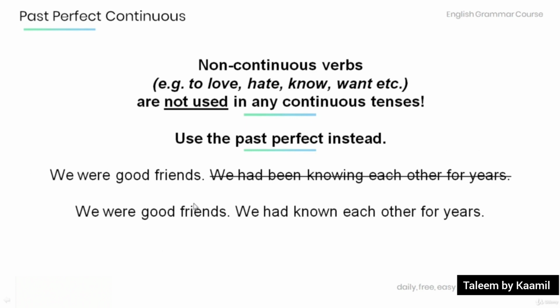We were good friends. We had been knowing each other for years. Now this sentence would be incorrect because the verb know cannot be used in any continuous tenses. The correct form would be: we were good friends. We had known each other for years.